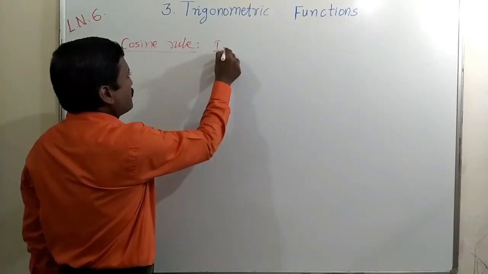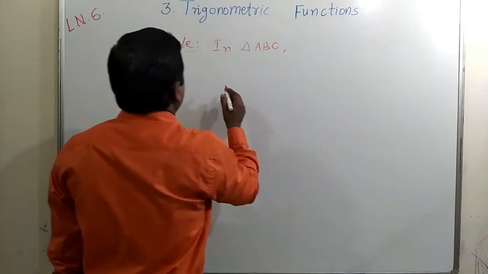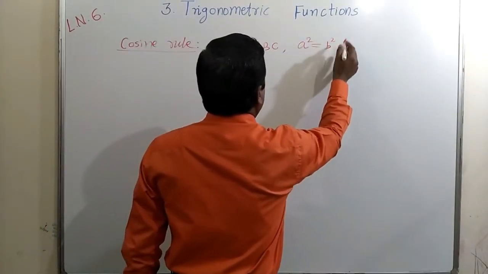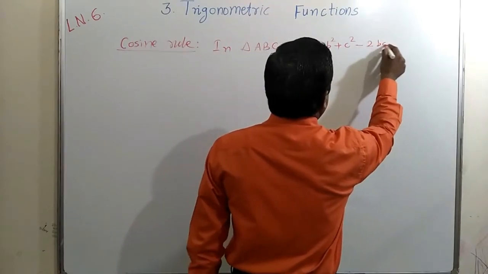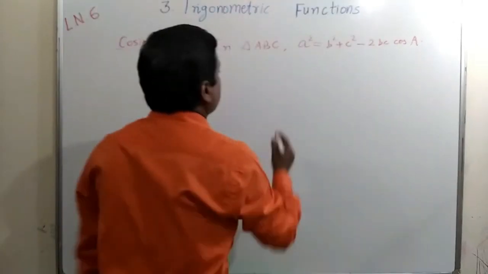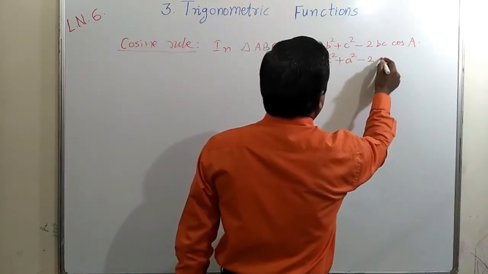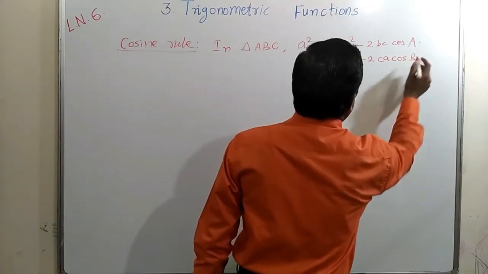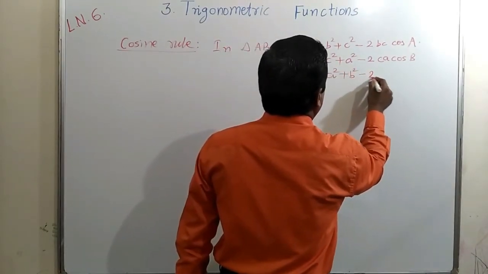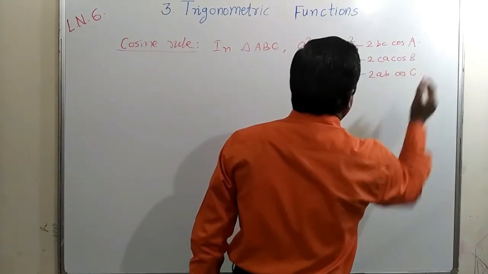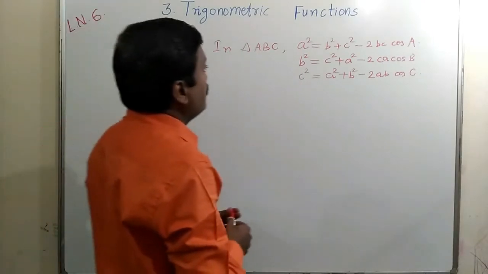In triangle ABC, the statement of the rule is: in triangle ABC, a square equals b square plus c square minus twice bc cos A, or b square is equal to c square plus a square minus twice ca cos B, or c square equals a square plus b square minus twice ab into cos of angle C. This is the statement of the cosine rule. Let us try to prove this first result.